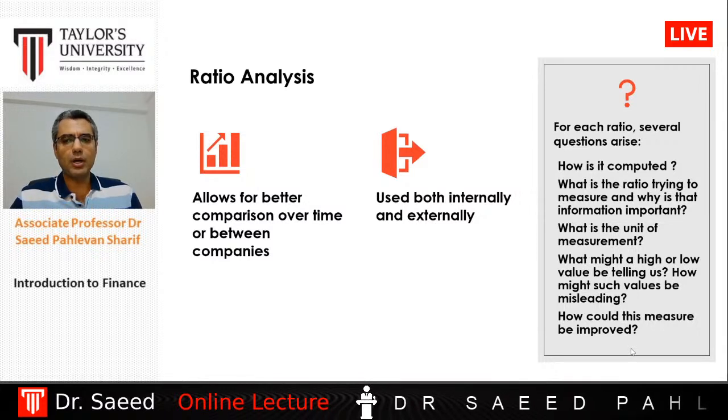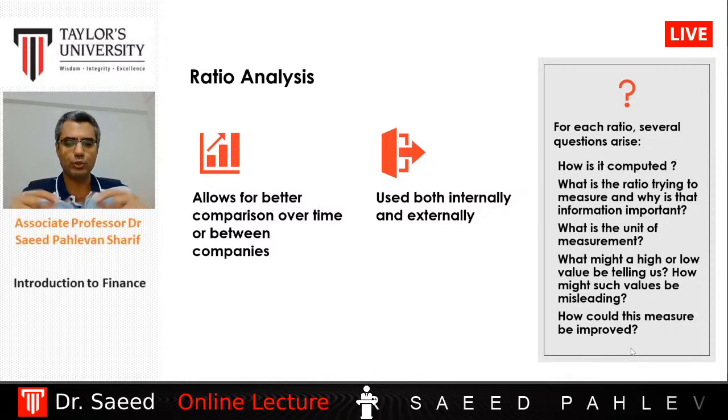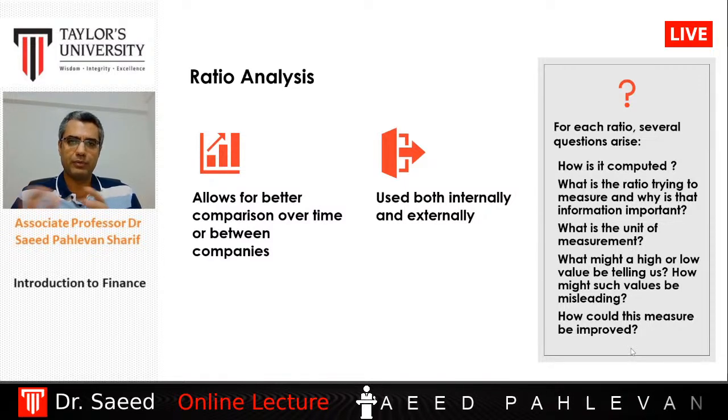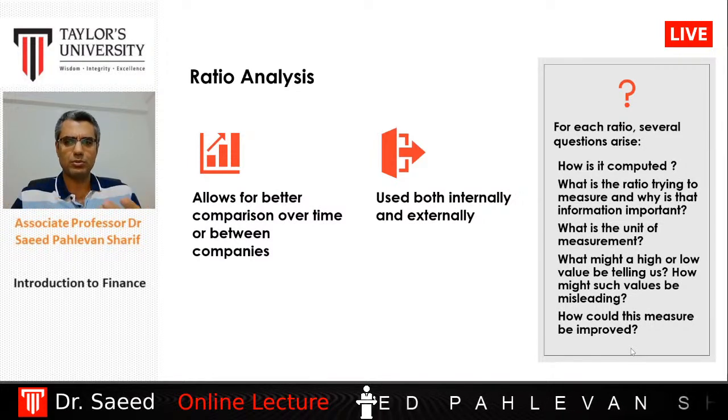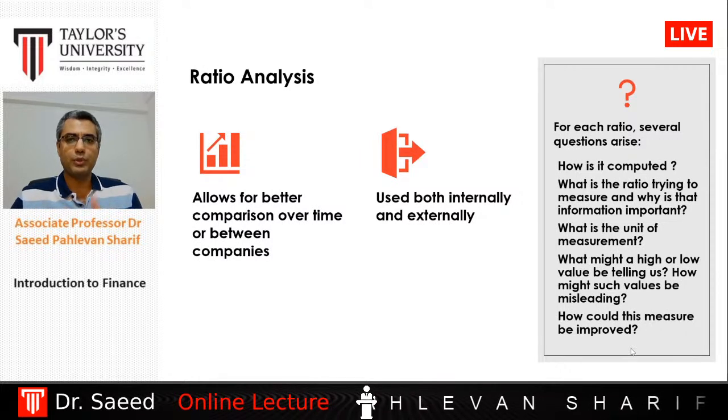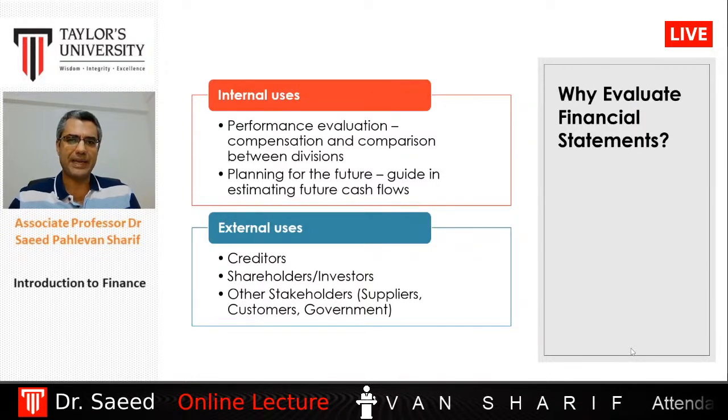Next question, what might high or low value be telling us? For example, you're comparing two different companies and you're using a ratio. That ratio is higher for one company compared with another company. So what does this mean? Is it good or bad? And how could this measure be improved? At the end, you need to provide, for example, a recommendation and say how you can improve it, right? So these are the important questions that you need to answer when you are working with financial ratios.